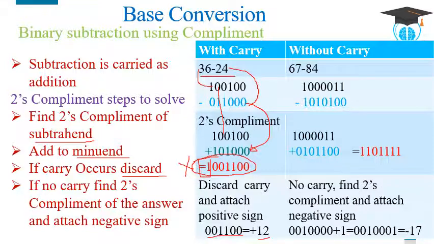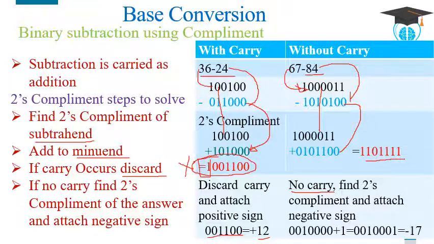If the number to be subtracted is bigger, what happens is you don't get a carry. This is the binary equivalent of 67. Convert 84 also to binary. Keep the first number 67 as it is. Take the 2's complement of 84. Add them. You will get this, and you don't get a carry, no carry.